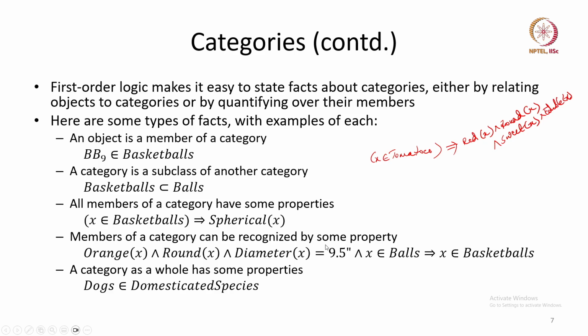Members of a category can be recognized by some properties. So, for example, if we are talking about basketballs, some X belongs to basketballs, then it is orange(X), round(X), and the diameter is 9.5 inches, and X belongs to the category balls. So you can recognize by these properties. If the object has these properties, then it is a basketball. A category as a whole has some properties. Dogs belong to domesticated species, etc.